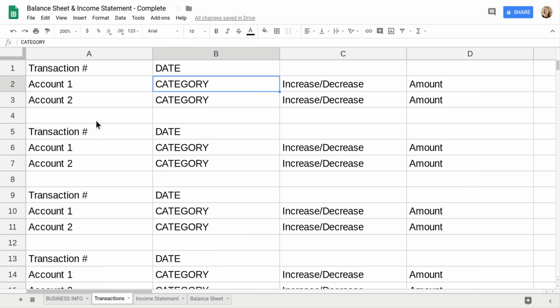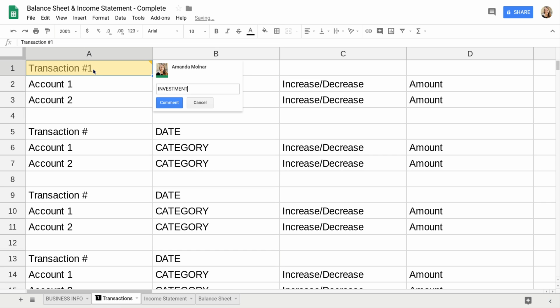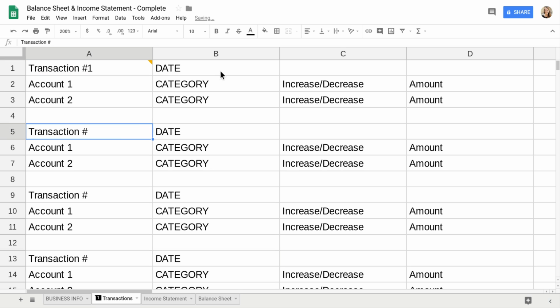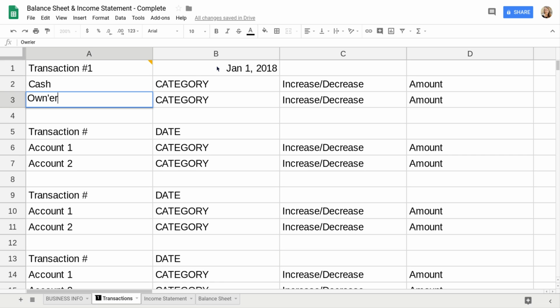So if I go to the transactions tab down here, I'm going to start with my first transaction. And when you invest in a business, your first transaction should always be an investment. So the date will be January 1st, 2018. Again, you can make that up. When we invest in a business, the first account is cash, right? We're putting cash into the business. And the second account is owner's equity.